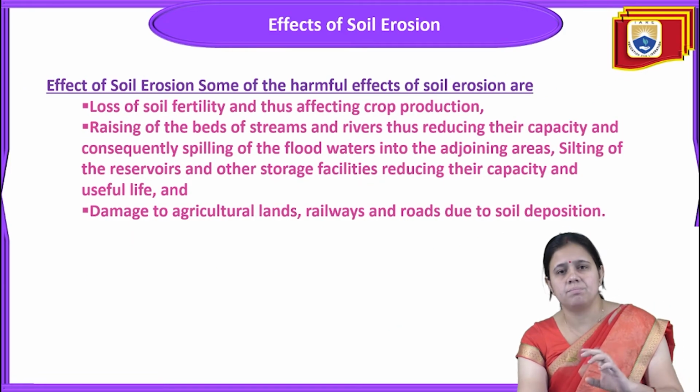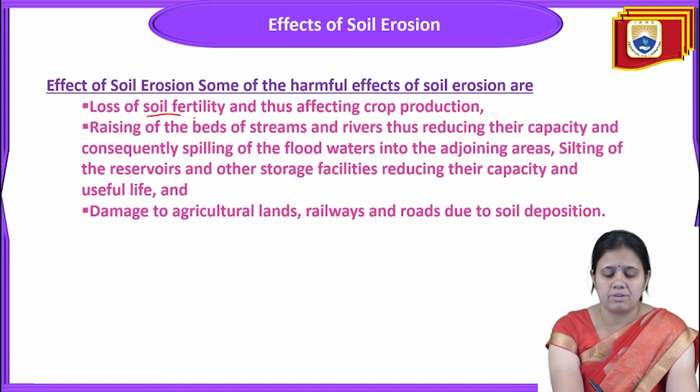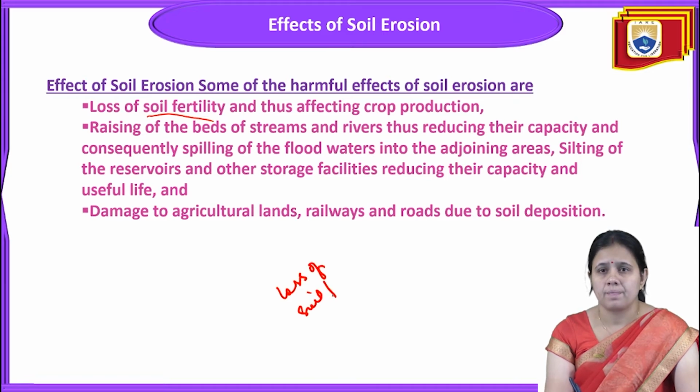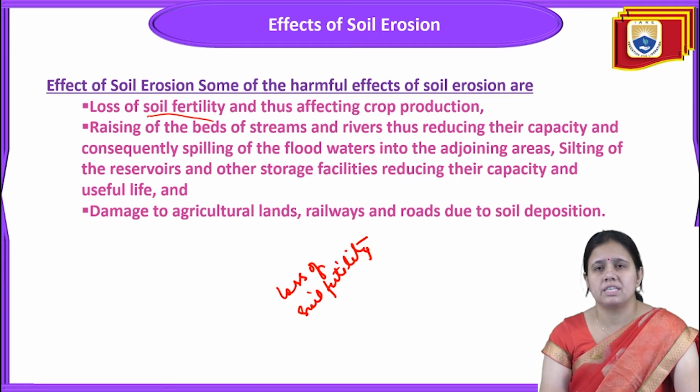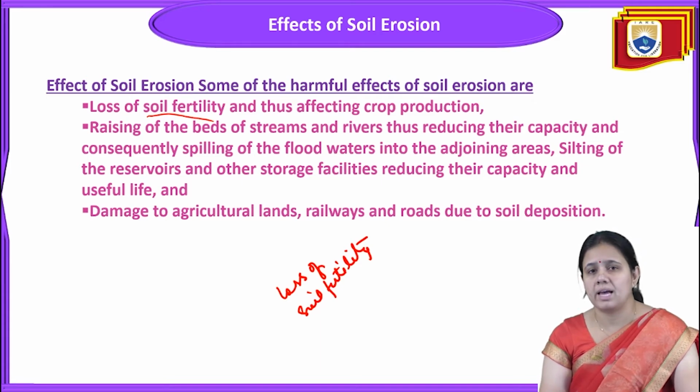Next, what are the effects of soil erosion? Some of the effects are: it will cause loss of soil fertility. I have already discussed that. Next, it affects crop production, reducing the production of crops, and raising of the beds of streams and rivers, thus reducing their capacity and consequently spilling the flood water into the adjoining area. Also silting of reservoirs and other storage facilities, reducing their capacity and useful life. So, what will happen?